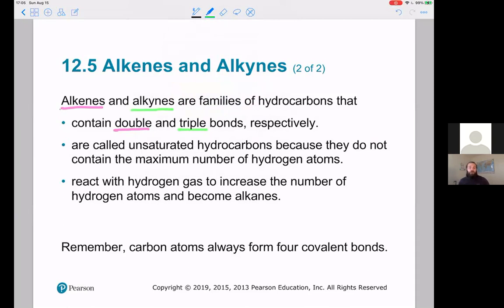Alkanes, we only talked about combustion reactions. Alkenes are actually what we're going to focus on more. They also undergo what are called addition reactions.